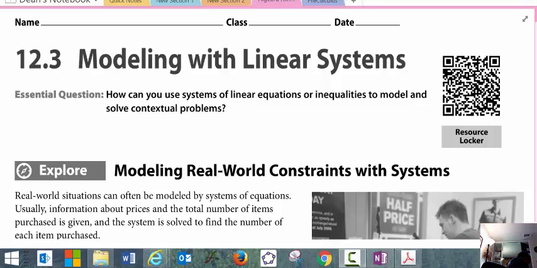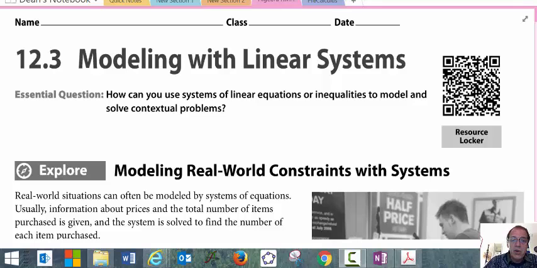I'm going to be explaining section 12.3a, the first part of it. So you're going to want to grab your notebook and turn to page 557. I'm going to start at page 557 and do a bunch of notes, and then I'm going to give you some sample problems like the ones that are right in the book.